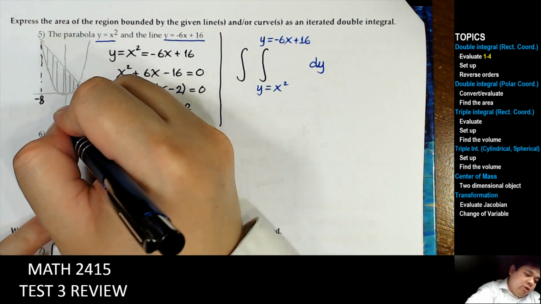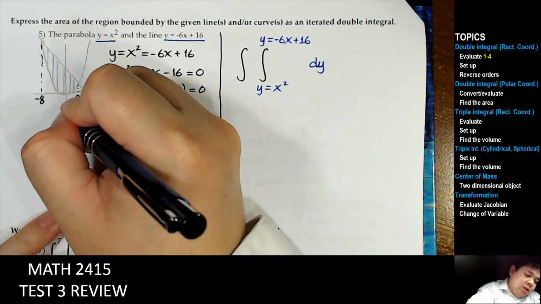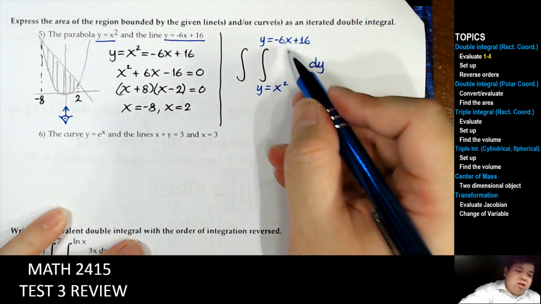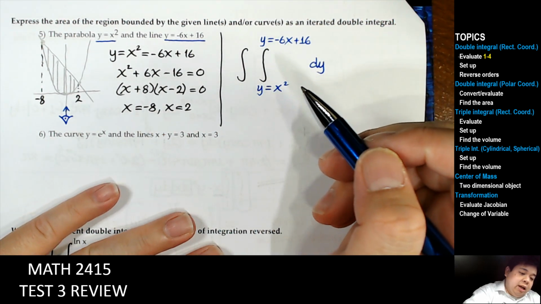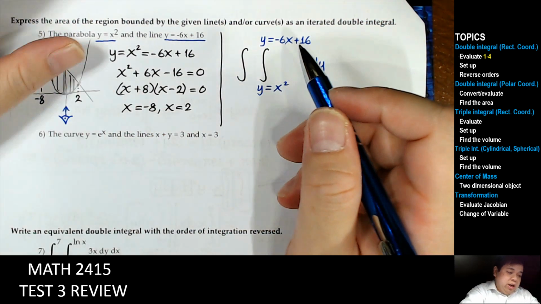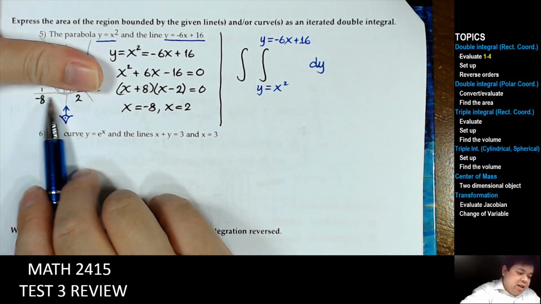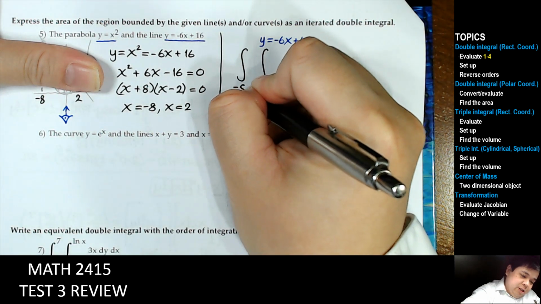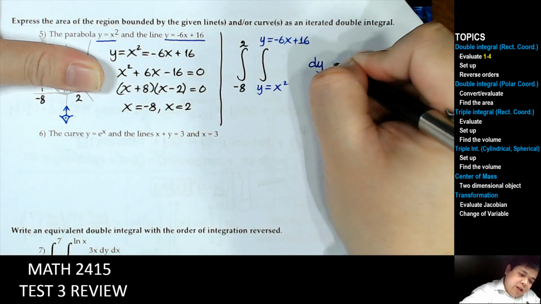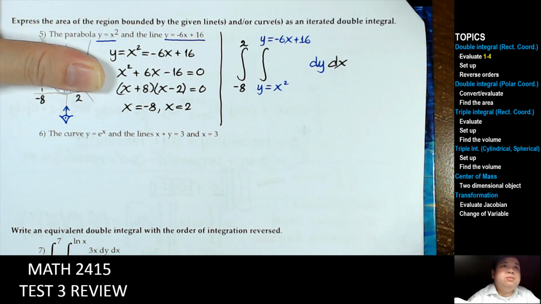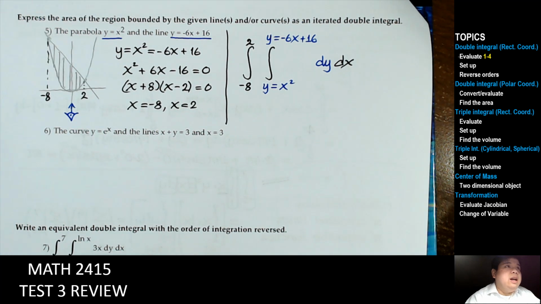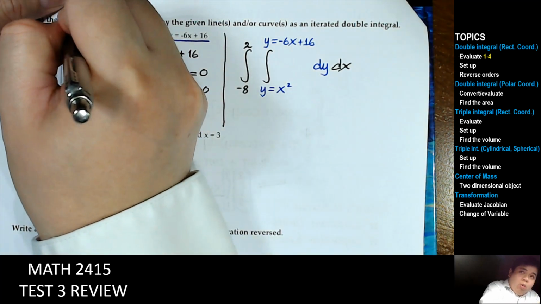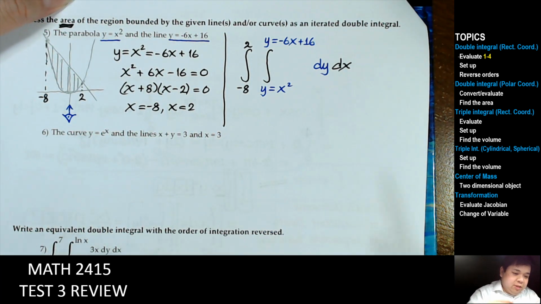So that is, if we look in the y direction, we see the parabola first, then we see the line. And after that, on the x-axis, we only have negative 8 to 2. And that is for dx. And that's pretty much it. We don't have any function here, because in this one we only want the area.